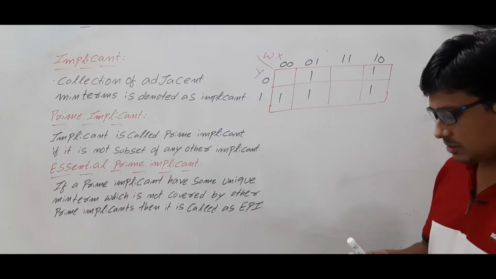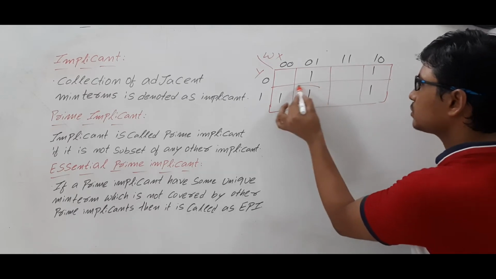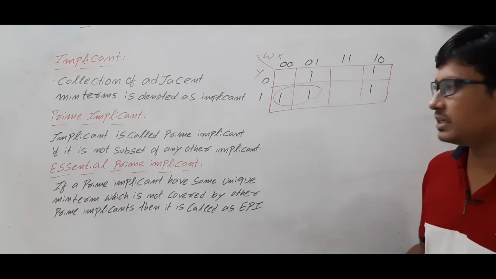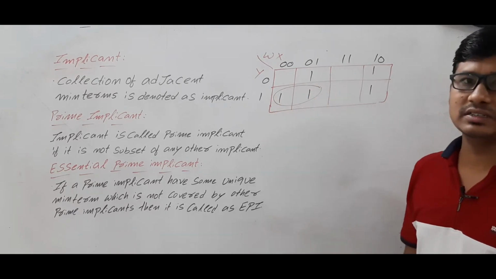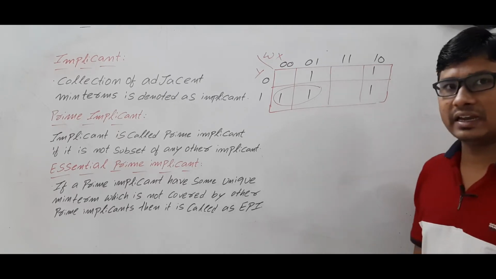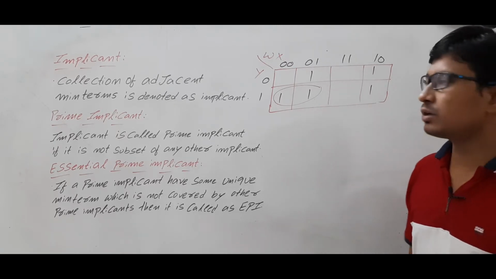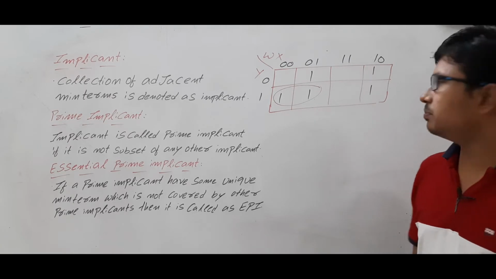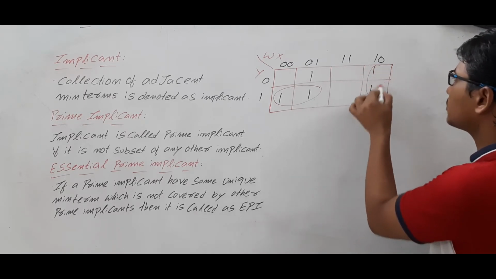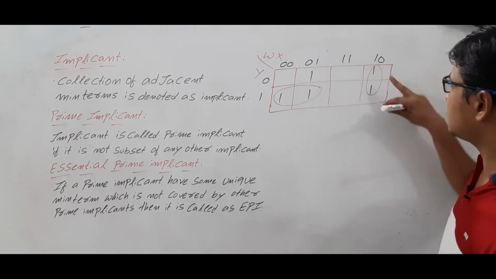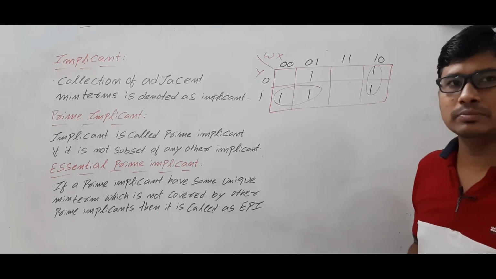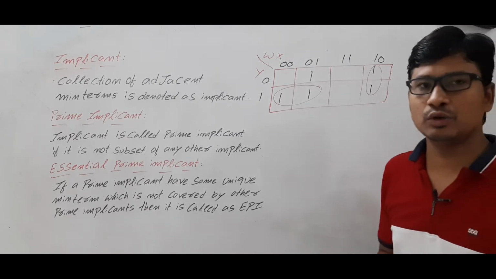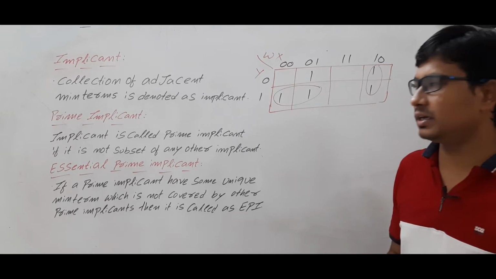Now let's take a simple example. This one, can I call it an implicant? Yes. These two adjacent cells are min terms and we are making them one group, so I can say that it is an implicant. Similarly, can I call this one an implicant? Yes, because there are two adjacent min terms and we are making them one group. So I can call it an implicant.